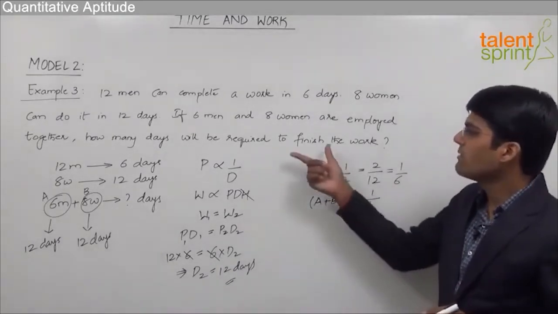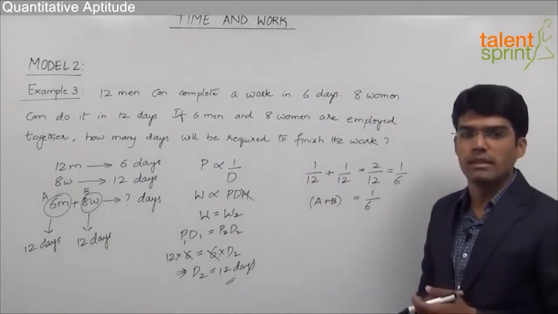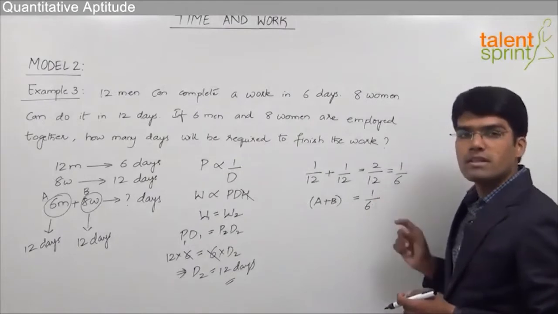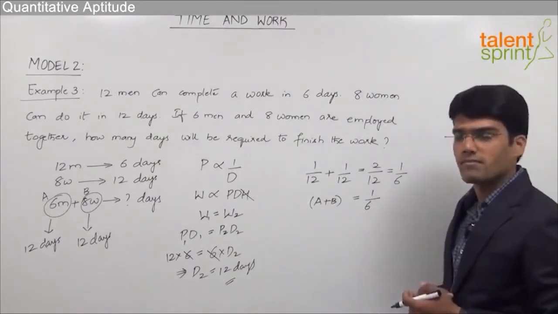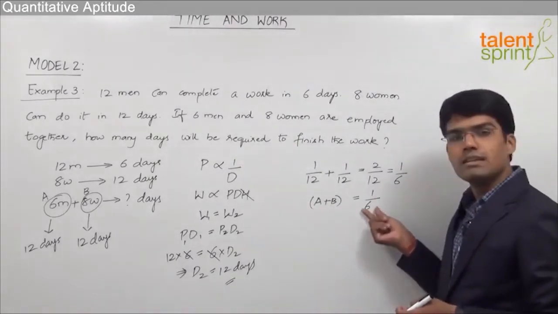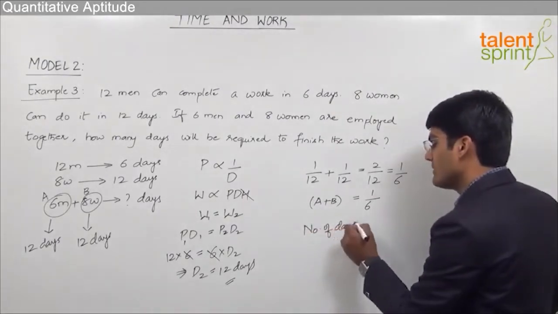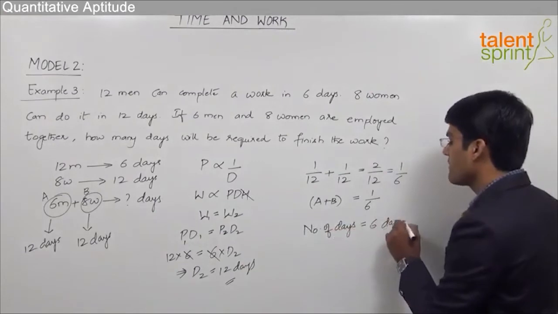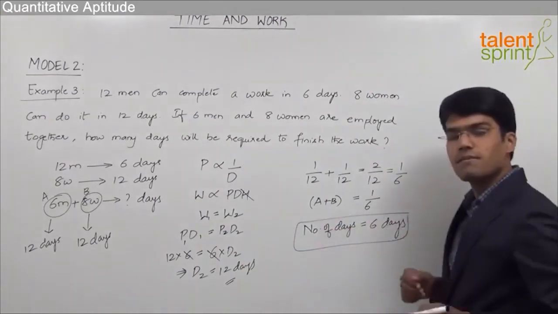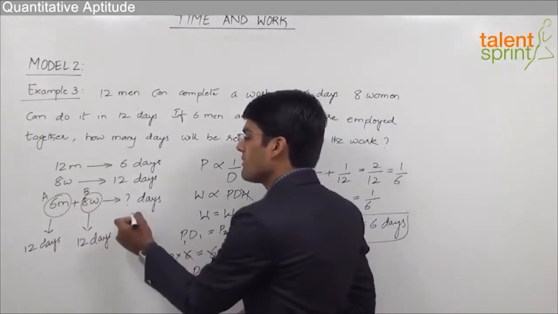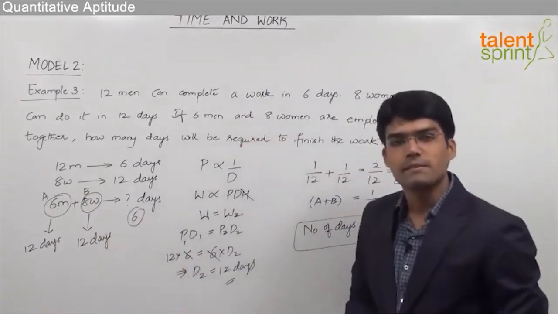But we are supposed to find out the number of days required when they work together. And we know that the number of days will be the reciprocal of 1 day's work, or the reciprocal of the capacity. So A and B's capacity is 1 by 6. So the number of days should be equal to 6. That is the inverse of 1 by 6. So the answer for this question will be 6 days. That is, when A and B work together, the number of days required will be 6 days.